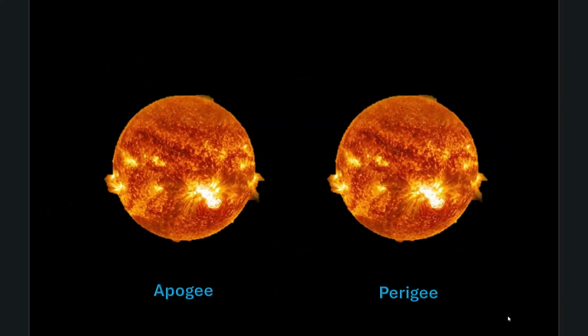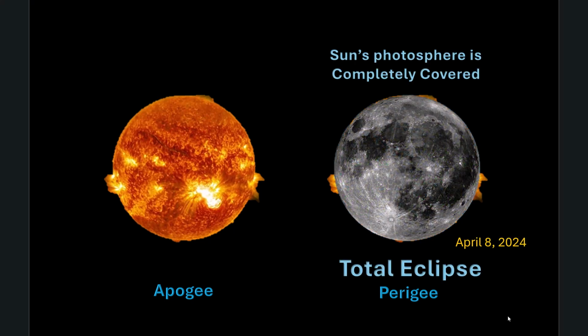in order to see this case. So if you take the case here on the right of perigee, the moon completely covers the photosphere of the sun. This is what happened on April the 8th.